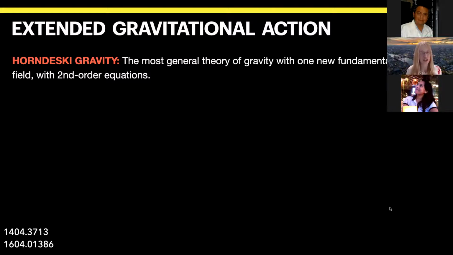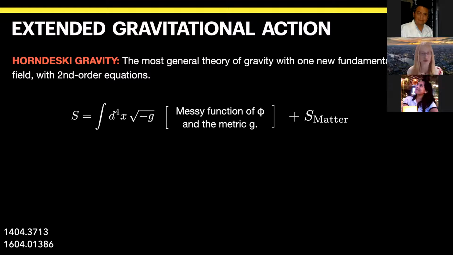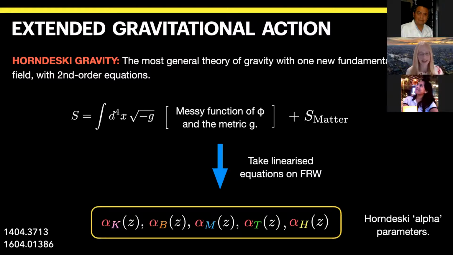So I'm not actually going to show the full action for Horndeski because I don't need it today. So we'll just write that in a cartoon form. But what we do want is to look at the linear perturbation theory that results from Horndeski gravity. So if we take the linearized field equations of Horndeski around an FRW background, so a smooth expanding universe, what drops out is a set of 5 parameters. And we usually denote these with the letter alpha, so we call them the Horndeski alpha parameters.